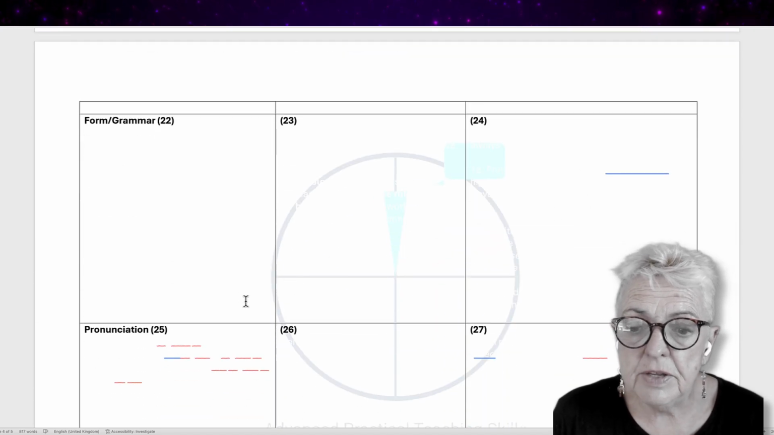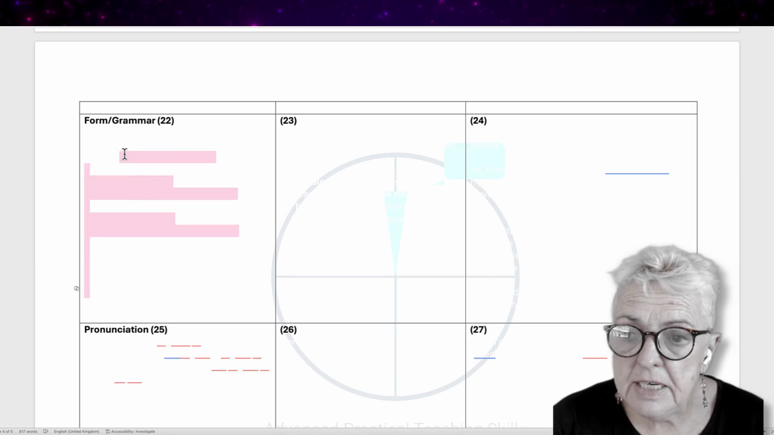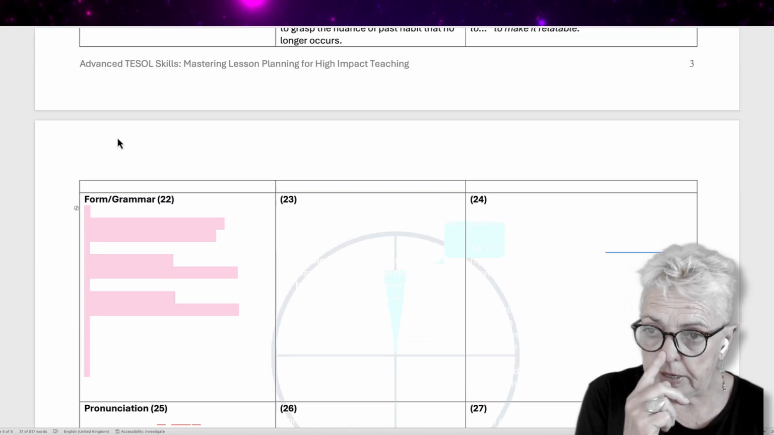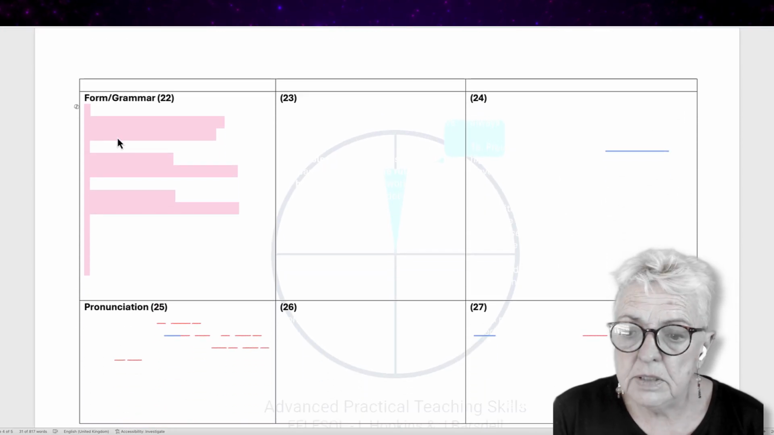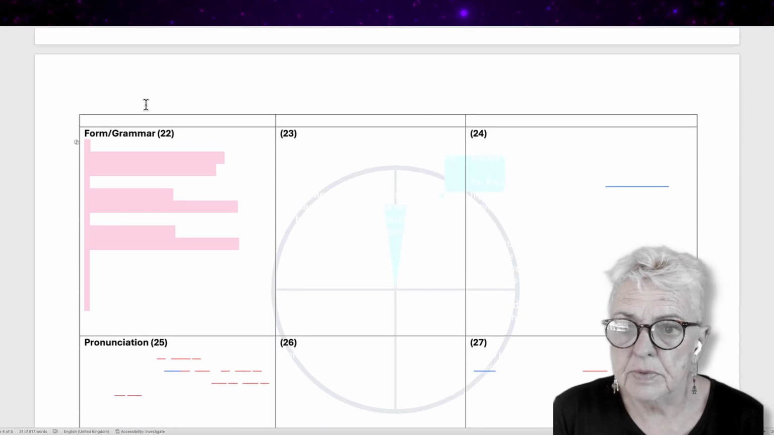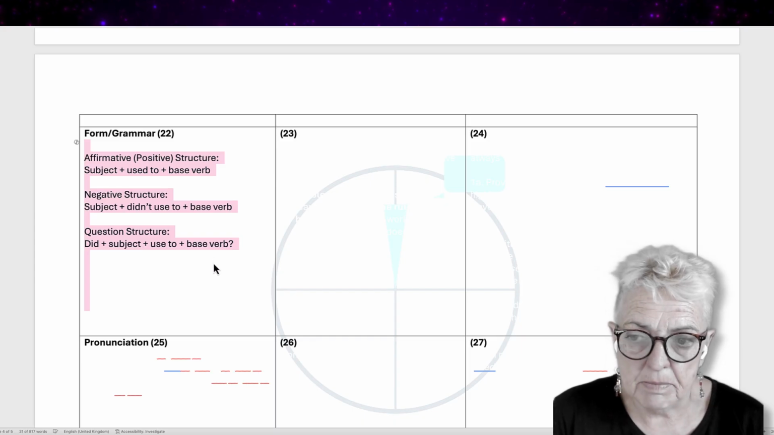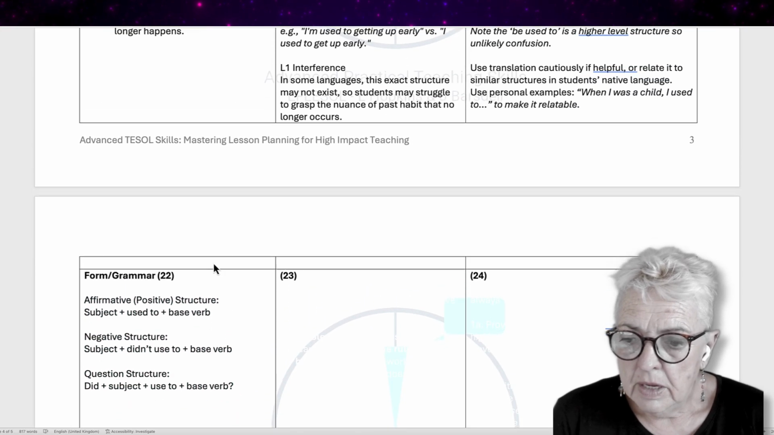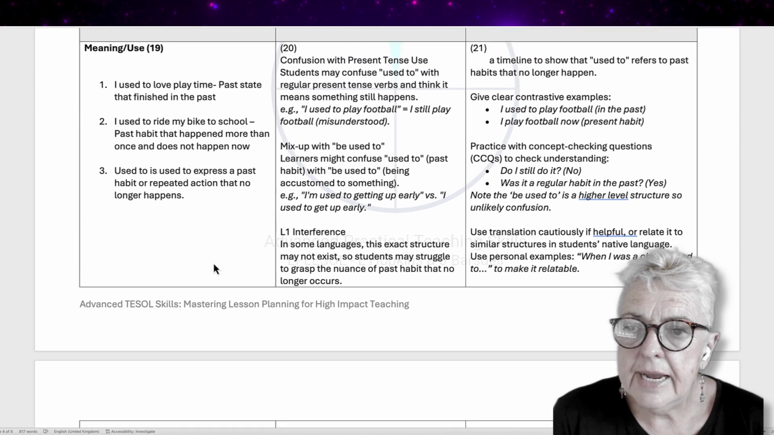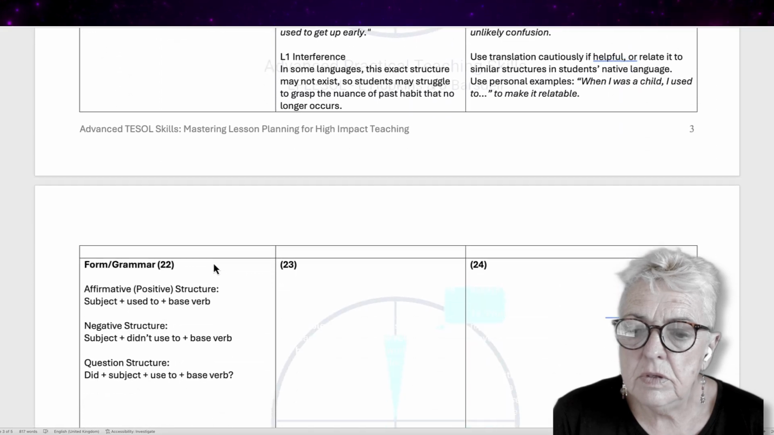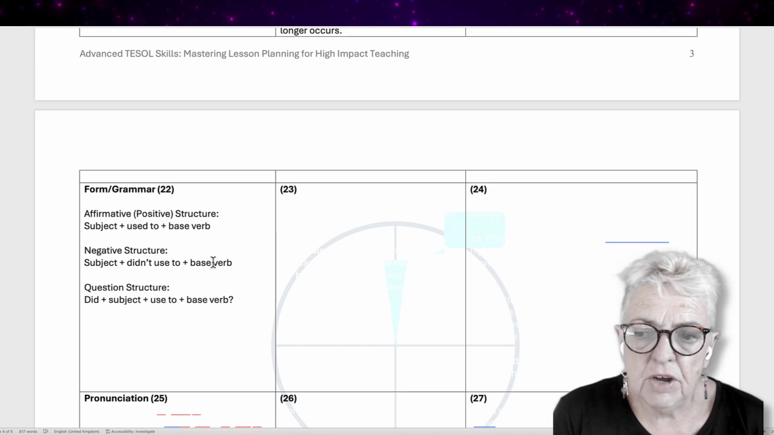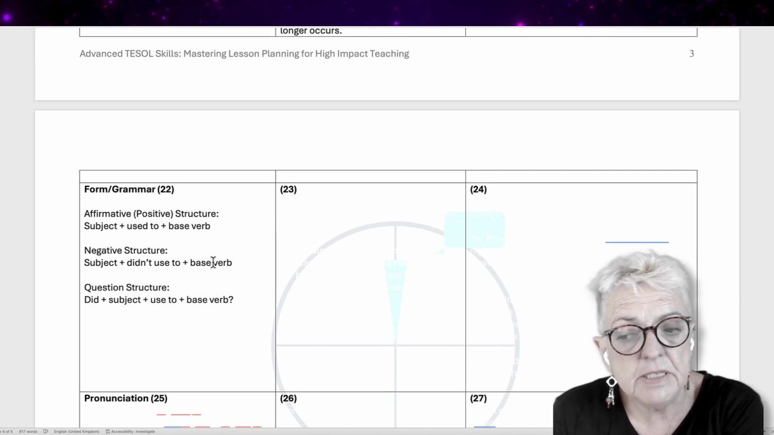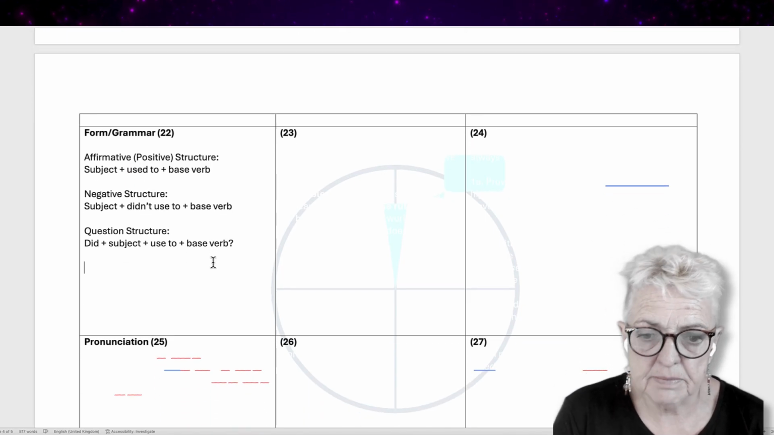Okay, now I look at the grammar. So I'm going to analyse the language from 3 points. Its meaning or use, form or grammar, and pronunciation. So if I'm looking at the grammar problems, it's not really a problem, but I outline the target language always as affirmative, negative, and question structures.